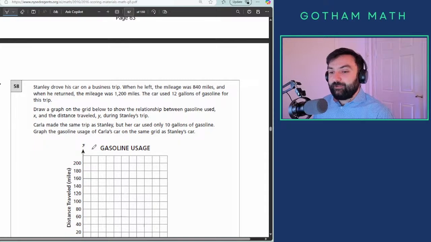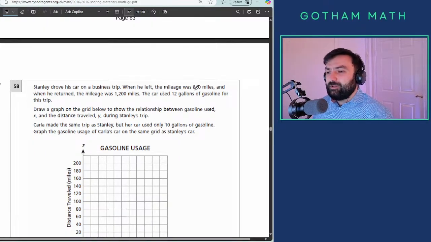Okay, so what is that? Is that a question about graphing? I think. Yeah. Stanley drove his car on a bus trip. When he left, the mileage was 840 miles, and when he returned, the mileage was 1,200 miles. The car used 12 gallons of gasoline for this trip. Draw a graph on the grid below the relationship between the gasoline used, x, and the distance y traveled during Stanley's trip. Carla made the same trip as Stanley, but her car only used 10 gallons of gasoline. Graph the gasoline usage of Carla's.